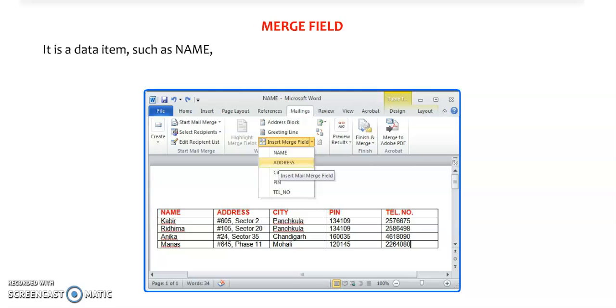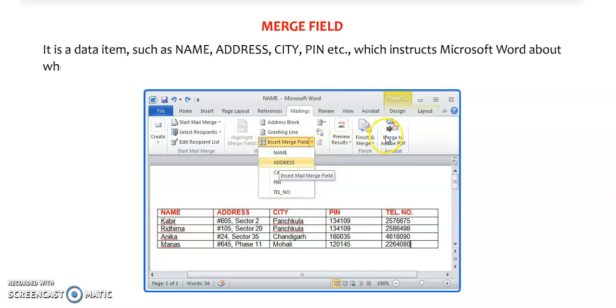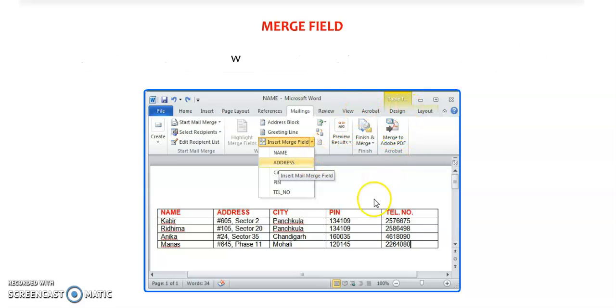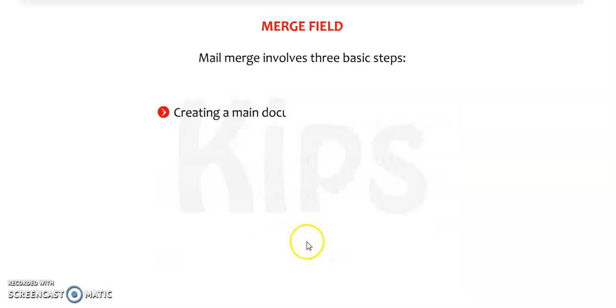Next is the merge field. After that, we have to merge these two points, the data source and the main document. After merging, the merged letter will be prepared. A merge field is a data item such as name, address, city, PIN, etc., which instructs Microsoft Word about where to insert the data source information, name, address, in the main document, wherever they are prepared. Mail merge involves 3 basic steps.